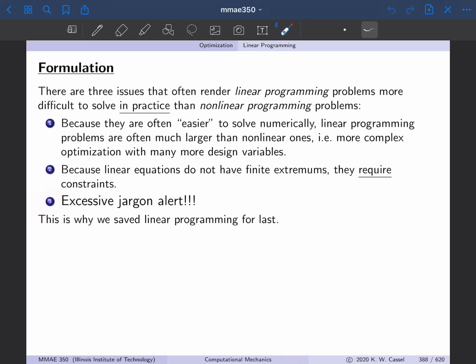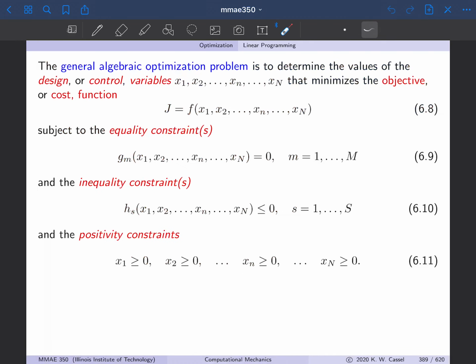The other reason is that there's just a lot of jargon. When you get into linear programming, all kinds of issues come up, and there's really a lot of jargon that we need to be aware of. That's something you'll just have to get used to. Okay, so let's get started.